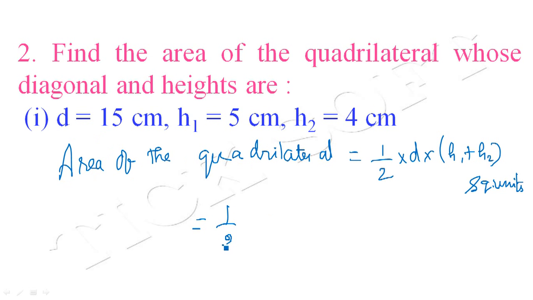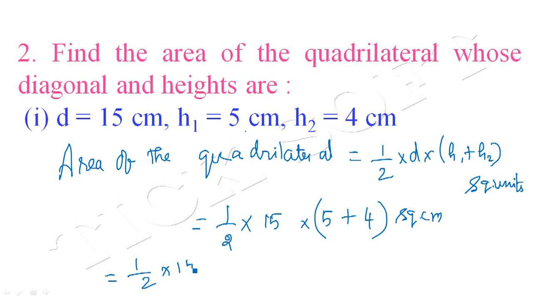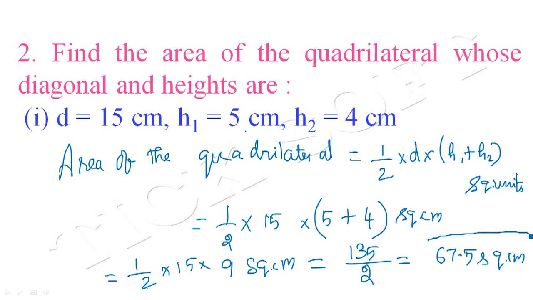So this is equal to half into, here the value of D is 15, into the value of H1 which is 5 plus the value of H2 which is 4. Now this is equal to half into 15 into 5 plus 4, we get 9. Now we are going to multiply this 15 and 9. If we multiply these values we get 135, and in the denominator we have this 2. If we divide this 135 by 2 we get the answer as 67.5. So hence the area of the given quadrilateral is 67.5 square centimeter.